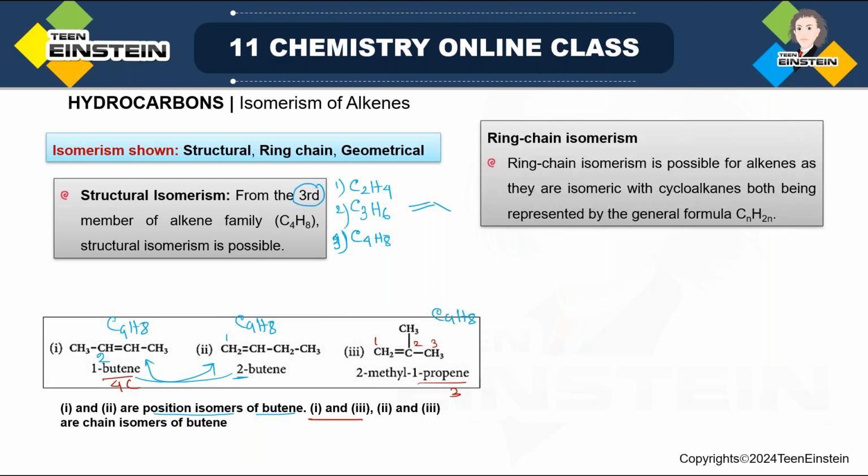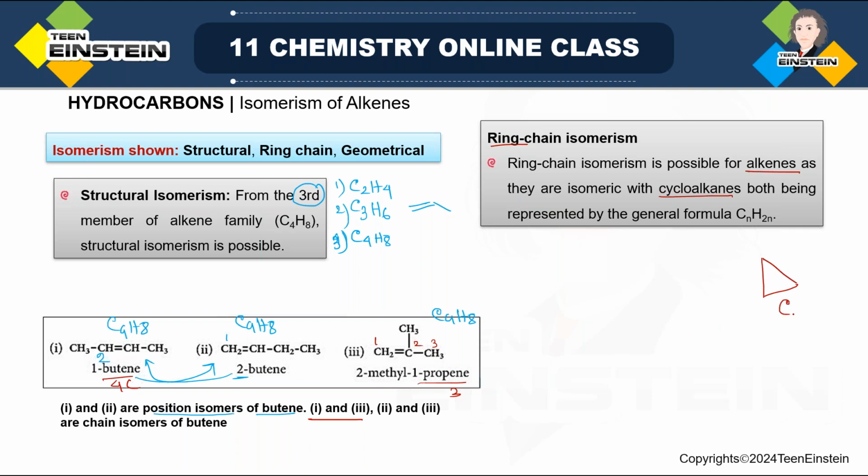So after structural isomerism, the next one is ring chain isomerism. Ring chain isomerism means one structure will have some ring structure, and the other one is a chain. But remember, when you have the ring structure, there will not be any double bond. So the simplest ring chain isomerism possible is with this one. Ring chain isomerism is possible for alkenes; the alkene will play the chain part and the ring part will be from cycloalkane. So here I have drawn cyclopropane, right?